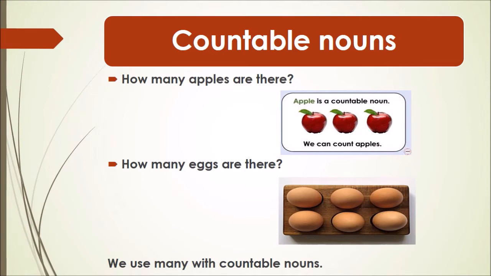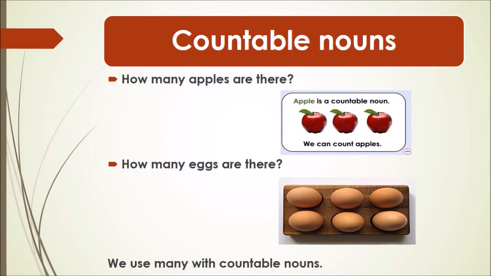Before I start, we will revise the countable noun and uncountable noun. These two terms you have read in your previous class. Students, the things which you can count are called countable nouns. Look at the first picture. How many apples are there? Yes, there are 3 apples. 1, 2, 3. Apple is a countable noun because you can count them.